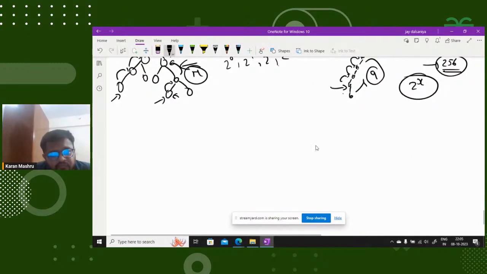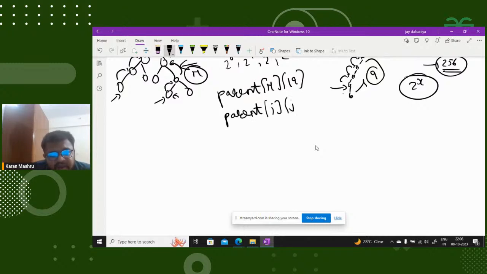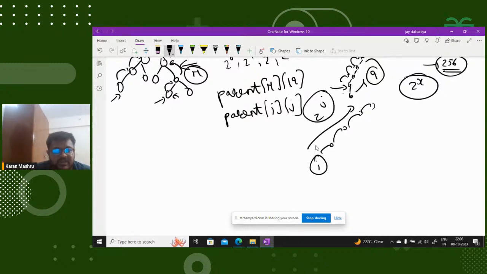Can we use dynamic programming? How? I can take a 2D array parent of n and 19, where basically parent of i,j will denote the parent of i, or the ancestor of i, which is at a distance 2^j. Are you getting my point? I am only storing the ancestors which are at a distance 2^0, 2^1, 2^2, and so on, so that I can take bigger jumps.